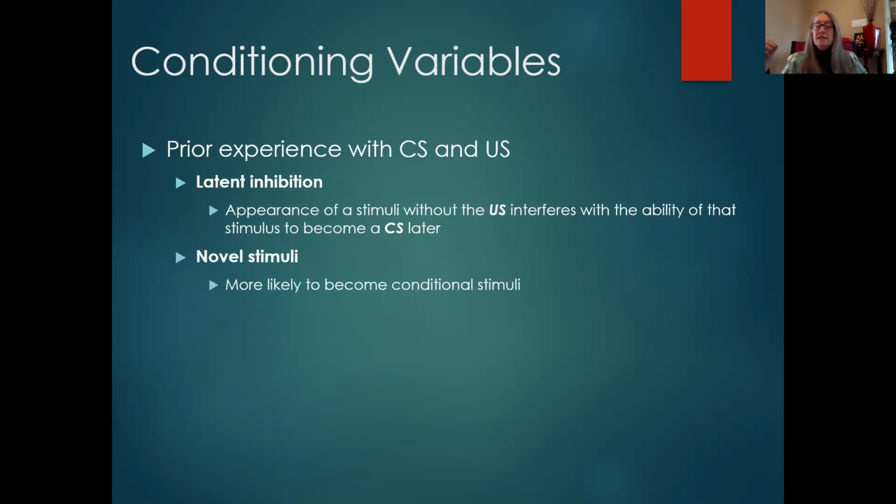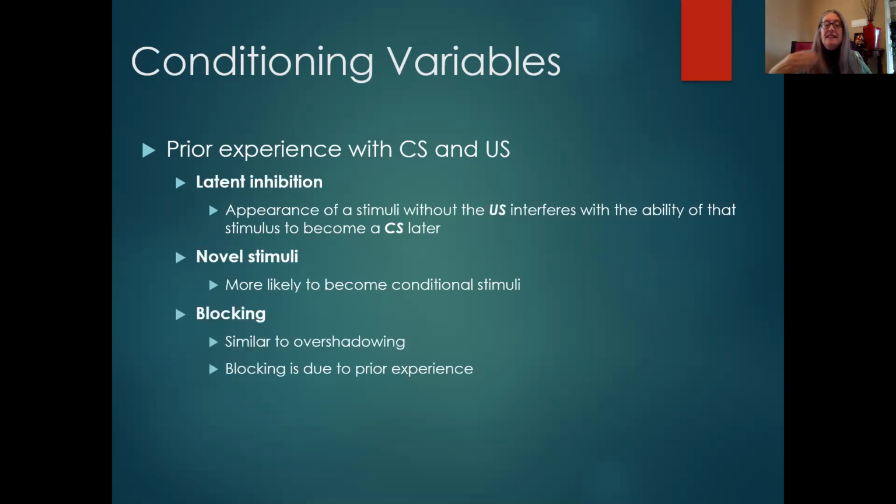Because of that, novel stimuli are going to be much easier to lead to classical conditioning. And we talk about blocking. It's similar to overshadowing, but if you have so much prior experience with something, then sometimes it's almost impossible for the organism to use that as a CS because it's just already connected with some other CRs. So getting it to be learned with another US and leading eventually to a CR just isn't possible.